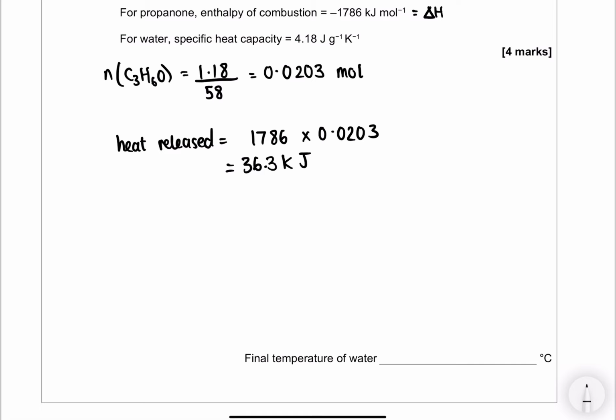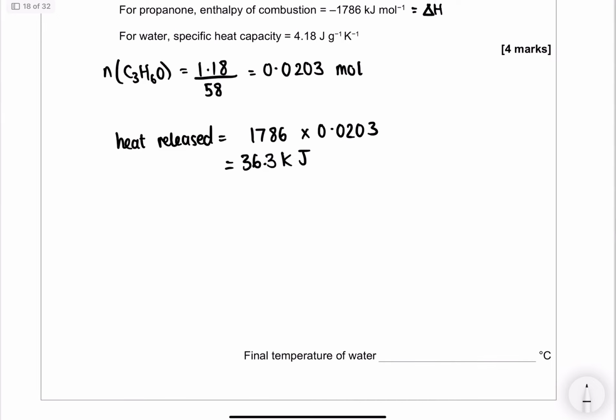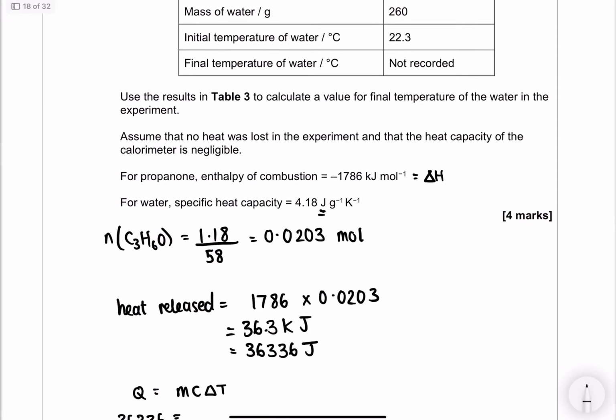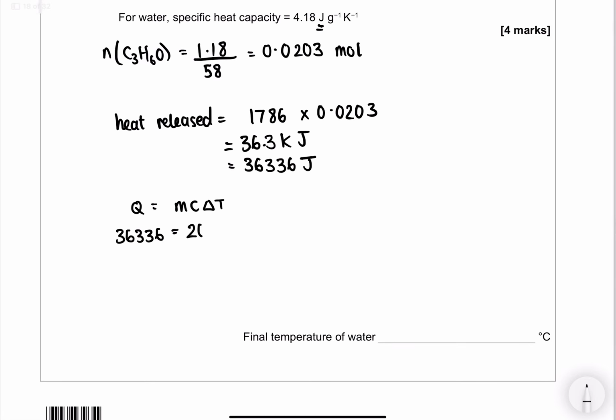Now, we need to remember that when we're using the specific heat capacity, this is in joules. So we're going to convert our number to joules by multiplying by 1,000. That gives 36336 joules. So our heat released is equal to the mass of the water times the specific heat capacity times the temperature rise. We go back up and look at how much water, 260 grams. We're going to find our delta T, so we can rearrange that to find our delta T.